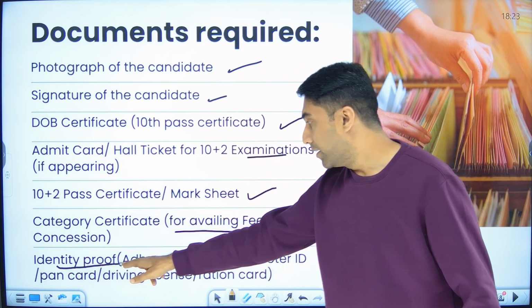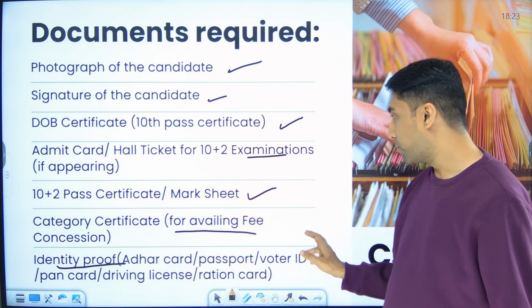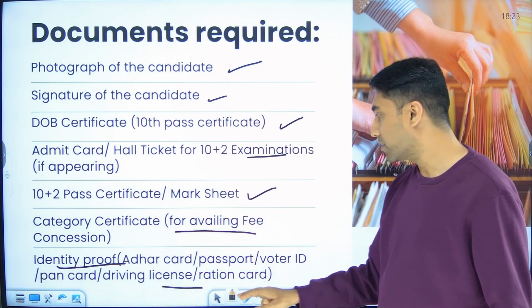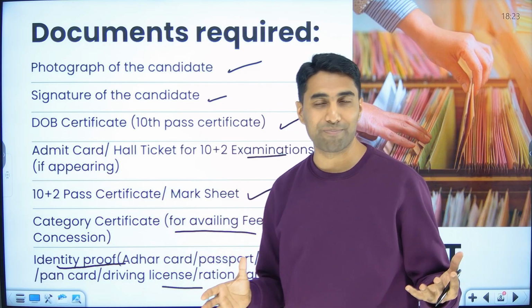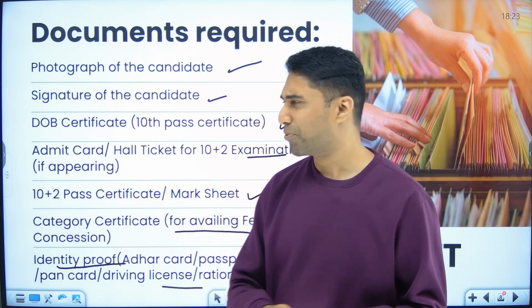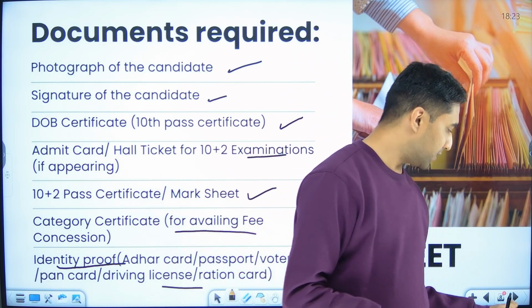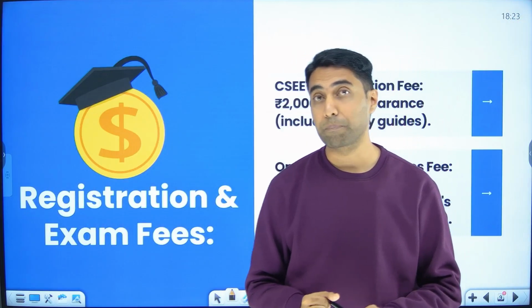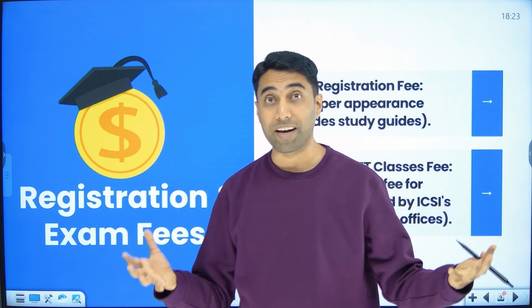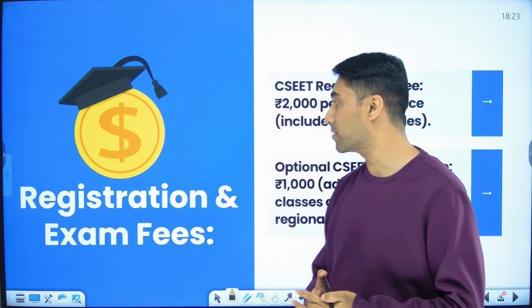Okay. Identity proof: Aadhaar card, passport, voter ID, PAN card, driving license, any one. You don't need all of them. Any one document you need to have. I'm sure you will have these documents, but I'm just telling you because, I repeat, many students wanted one video which has all the details, so please save it.